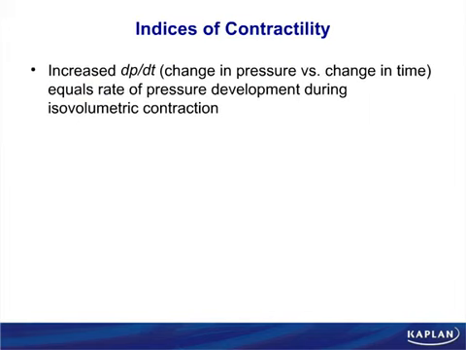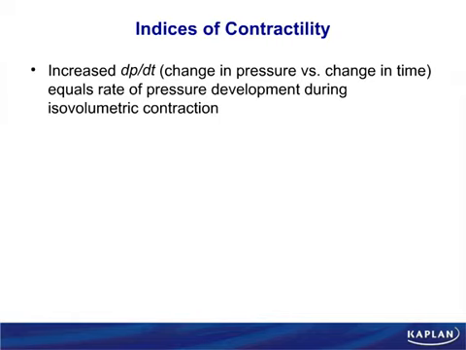Okay, because contractility is so important, we need ways to determine what's the patient's contractility. This is pump function. This is huge. It's critically important, not only physiologically, but for medicine, and thus for USMLE Step 1. One index of contractility is something called dP/dt. dP/dt stands for the change in pressure over the change in time. In other words, it is the rate of pressure development during pressurization, which is isovolumetric contraction.